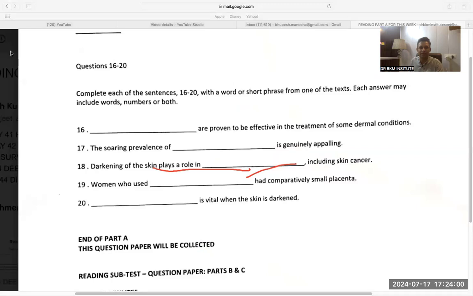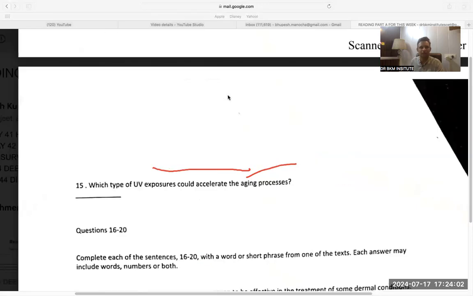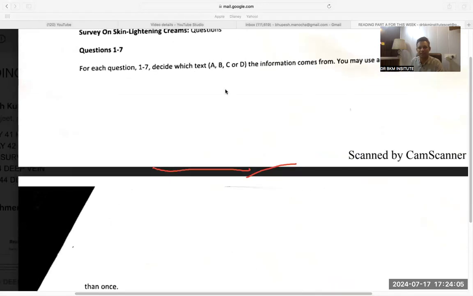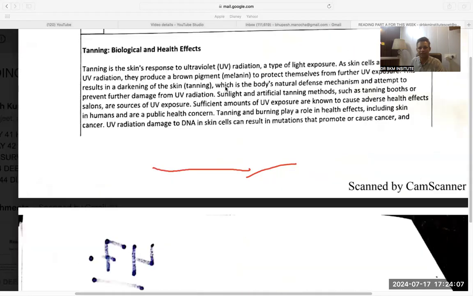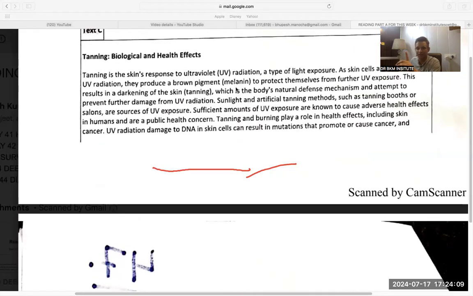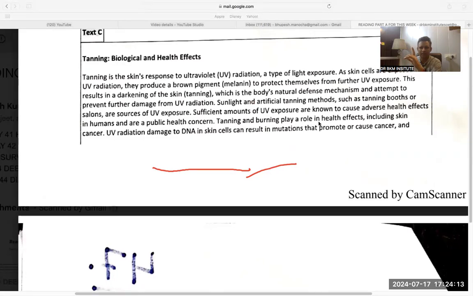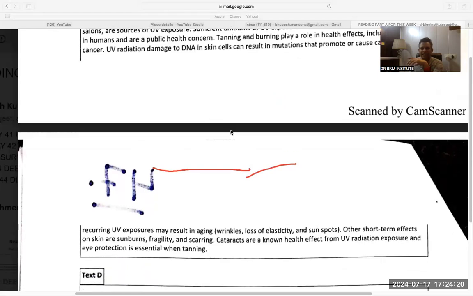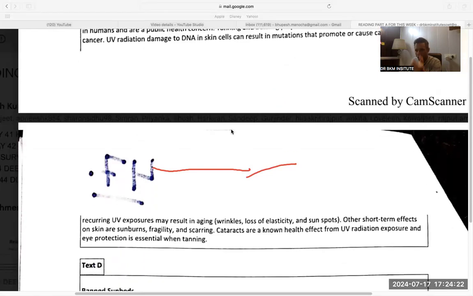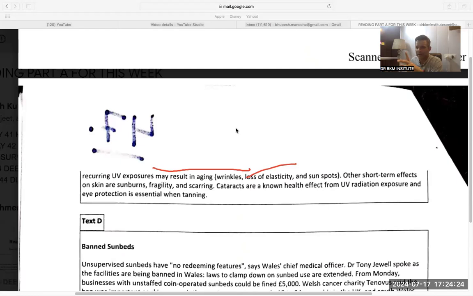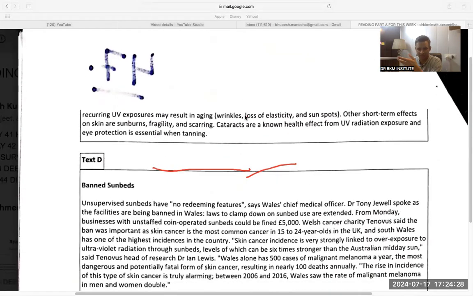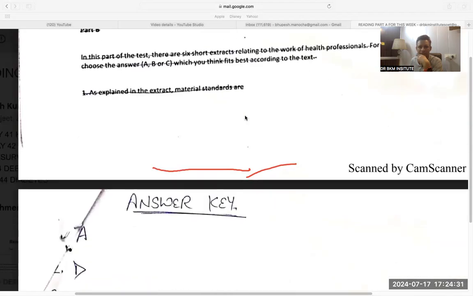"Dash is vital when the skin is darkened." Again, darkening of skin was given in the same paragraph. So this reading is a little tough, so I will try to find in the same paragraph, dash is vital. But this reading is not that easy because there have been a lot of vocabulary changes. But in the final exam, you will not have this much change. But again, I have to notice some word.